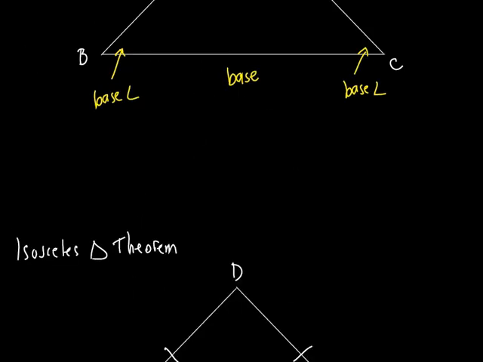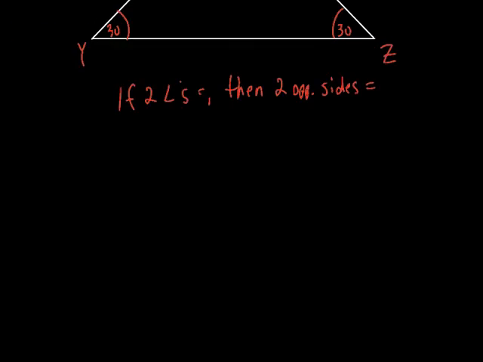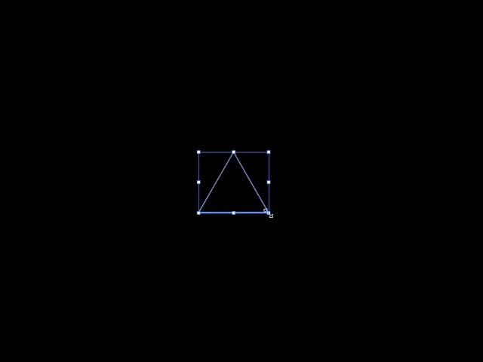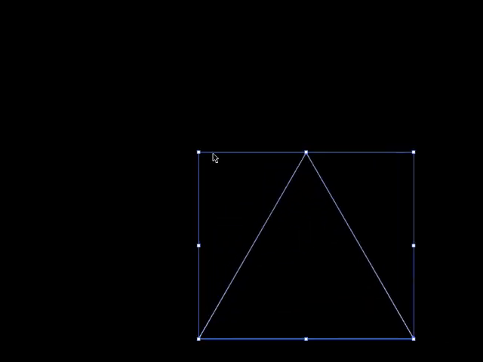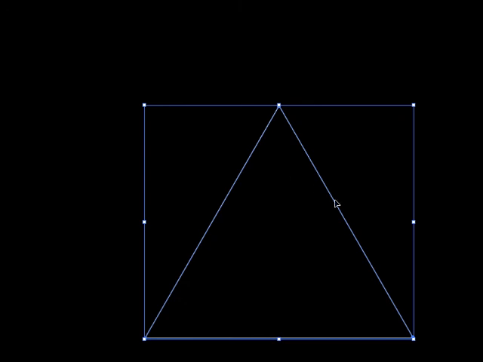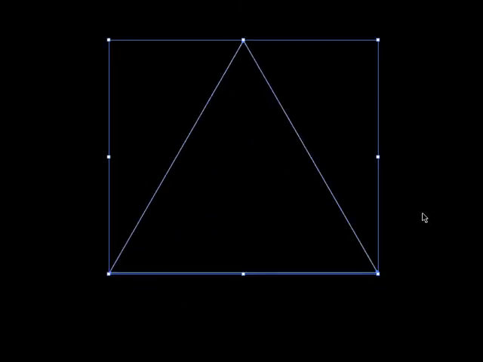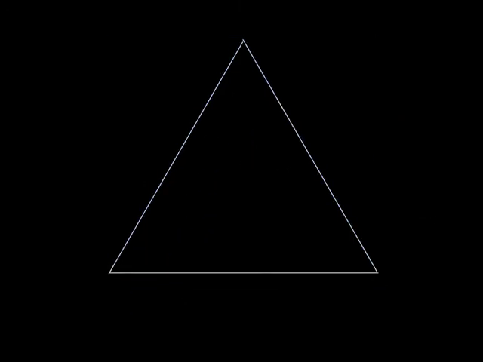Actually, let's not use the same triangle. Let me go back up here and I want to find this triangle. Now we'll go back to here. There we go. I want this triangle right here. It's a little different. This is actually an equilateral triangle.